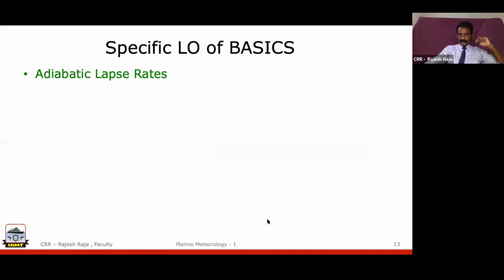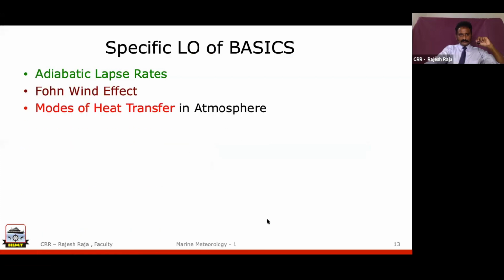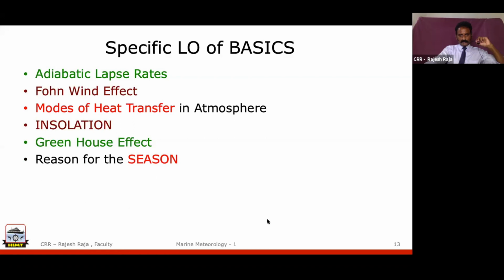I'll try to keep the time limit also, and let us see what we can do. We are going to talk about adiabatic lapse rates. As a result, what is a Fohn wind effect? Then we'll quickly talk about the three modes of heat transfer. We'll touch into something called insolation. We'll brush through the greenhouse effect also. Then we'll look into the reason for the seasons.